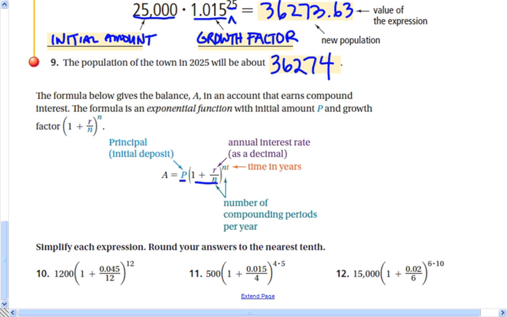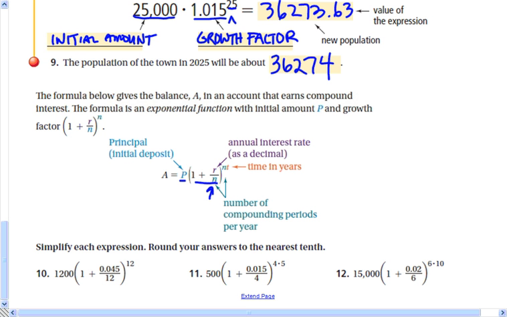So some things are compounded quarterly. If it's compounded yearly, then that n right there is just 1. But if it's a smaller time, then it's whatever portion of year. It could be monthly, in which n would be 12, because there's 12 months in a year. Could be quarterly, which means every 3 months. So that n would be 4, and so on.